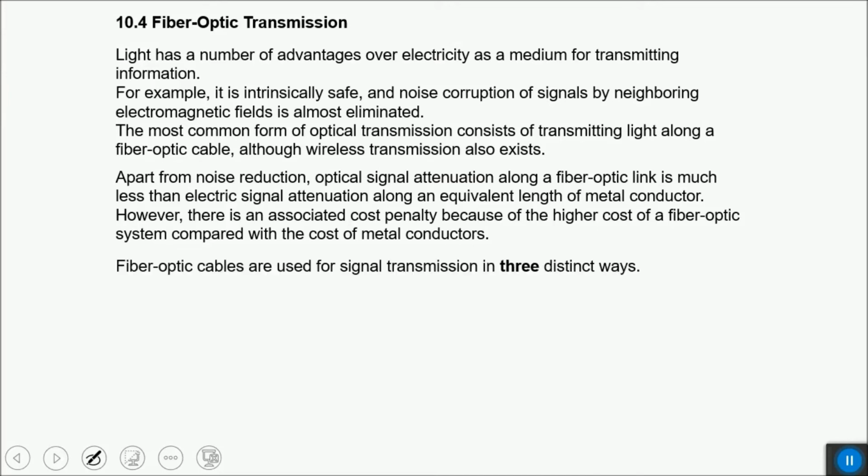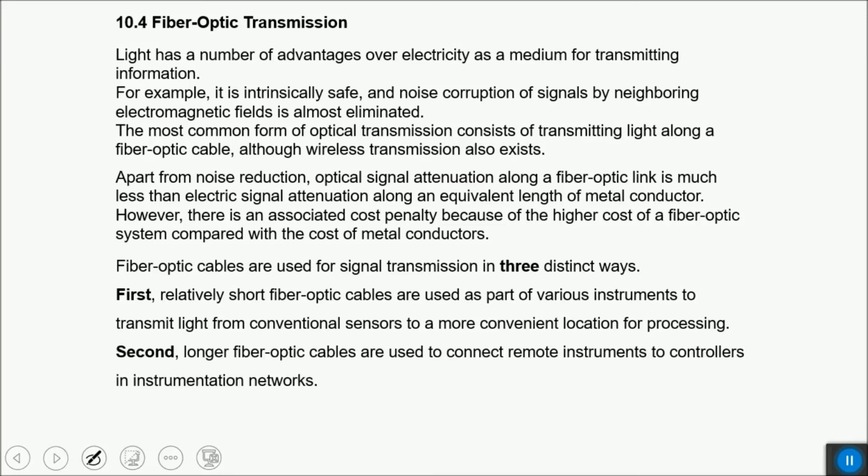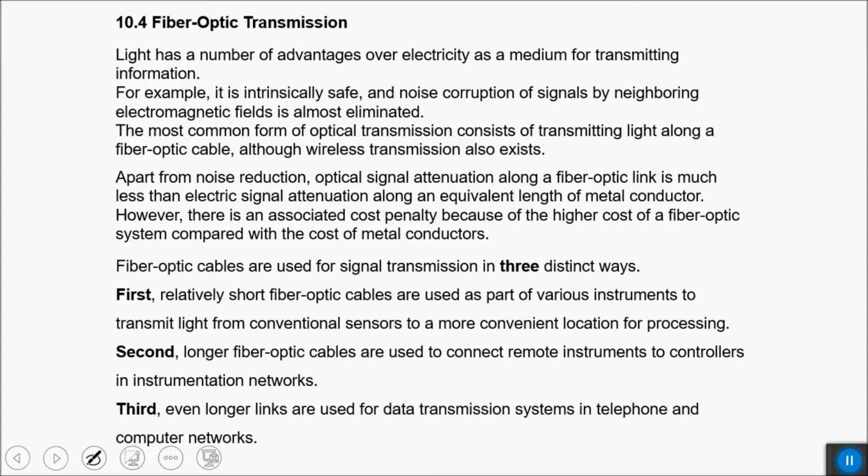Fiber optic cables are used for signal transmission in three distinct ways. First, relatively short fiber optic cables are used as parts of various instruments to transmit light from conventional sensors to a more convenient location for processing. Second, longer fiber optic cables are used to connect remote instruments to controllers in instrumentation networks. And third, even longer links are used for data transmission systems in telephone and computer networks.